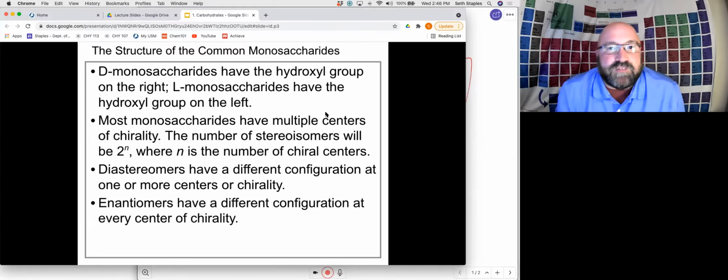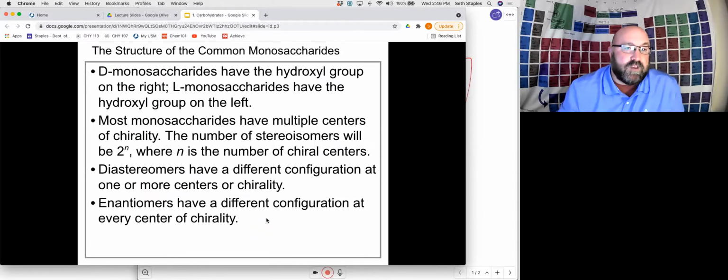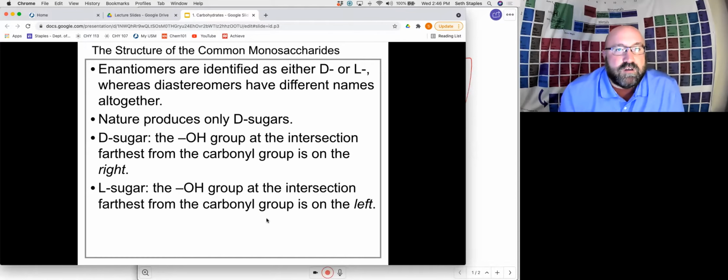Most monosaccharides do have multiple of these chiral centers. And so the number of possible isomers that could exist would be 2 to the n, where n is the number of chiral centers. And so in this case here, we only have 1, just 1 center right here. And so 2 to the first is 2. So there are 2 possible configurations of this. We're not going to do too much about that other terminology. So again, these different enantiomers, these different forms of the saccharide are identified either as D or L. We're not going to worry about the diastereomer aspect.